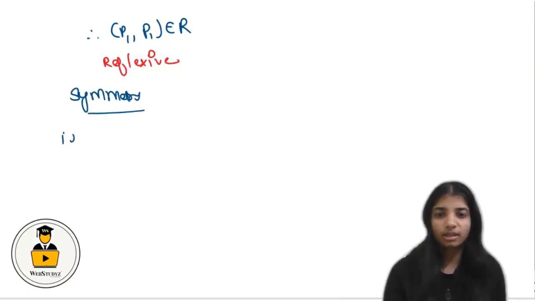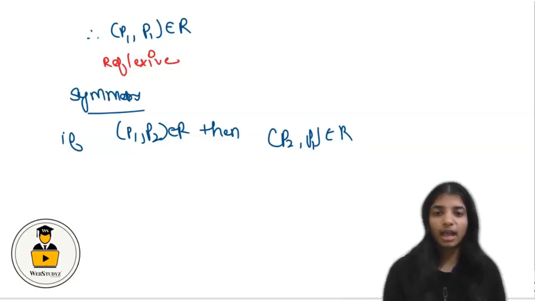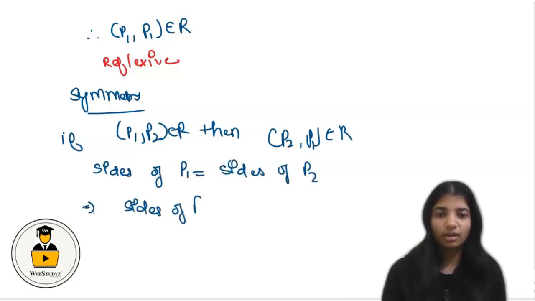The condition for the symmetry is that if (P1, P2) belongs to R, then (P2, P1) must belong to R. And here our relation is that P1 and P2 are the polygons having the same number of sides. So we can say that if the sides of P1 are equal to the sides of P2, this implies that the sides of P2 must be equal to the sides of P1.